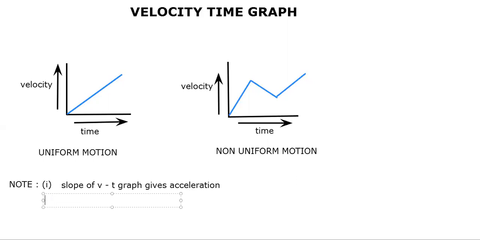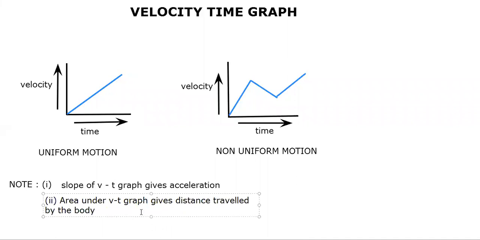There's one more point to it. The area under, this is the most important fact of velocity time graph, that is area under VT graph gives distance traveled by the body. These are two very important points regarding velocity time graph. The first one is that the slope will be giving acceleration and area will be giving distance traveled by the body.